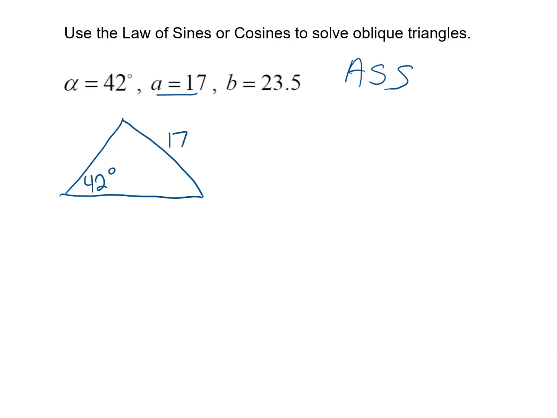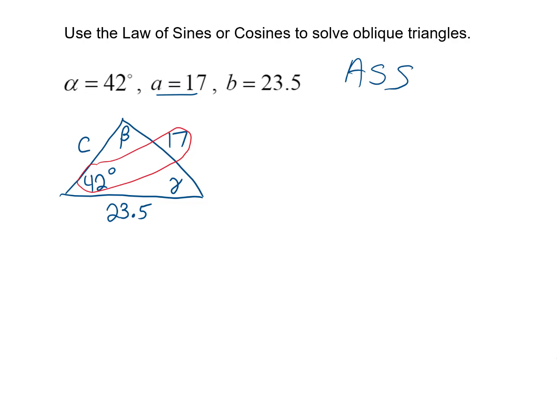And we've got B, but we don't have beta, so we'll write beta here and we'll put B across from it, 23.5. So then this is gamma and this is C. So we need to find beta, gamma, and side C. So do we have an angle and a side opposite pair to use the law of sines? And the answer is yes, we do. So we're going to use that.